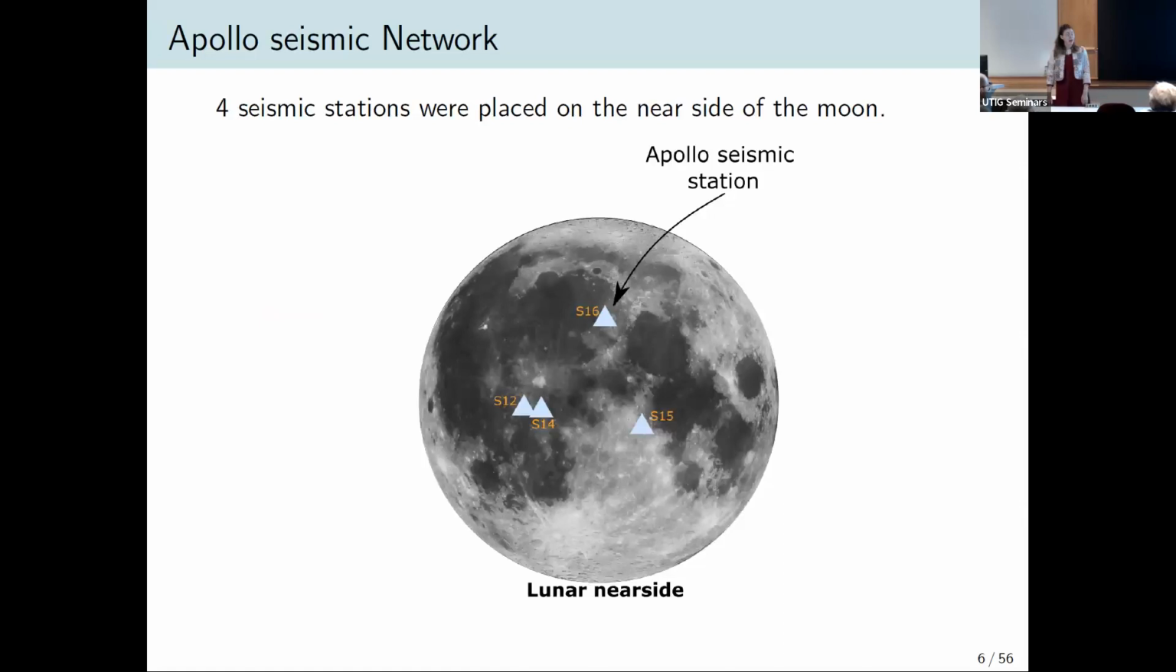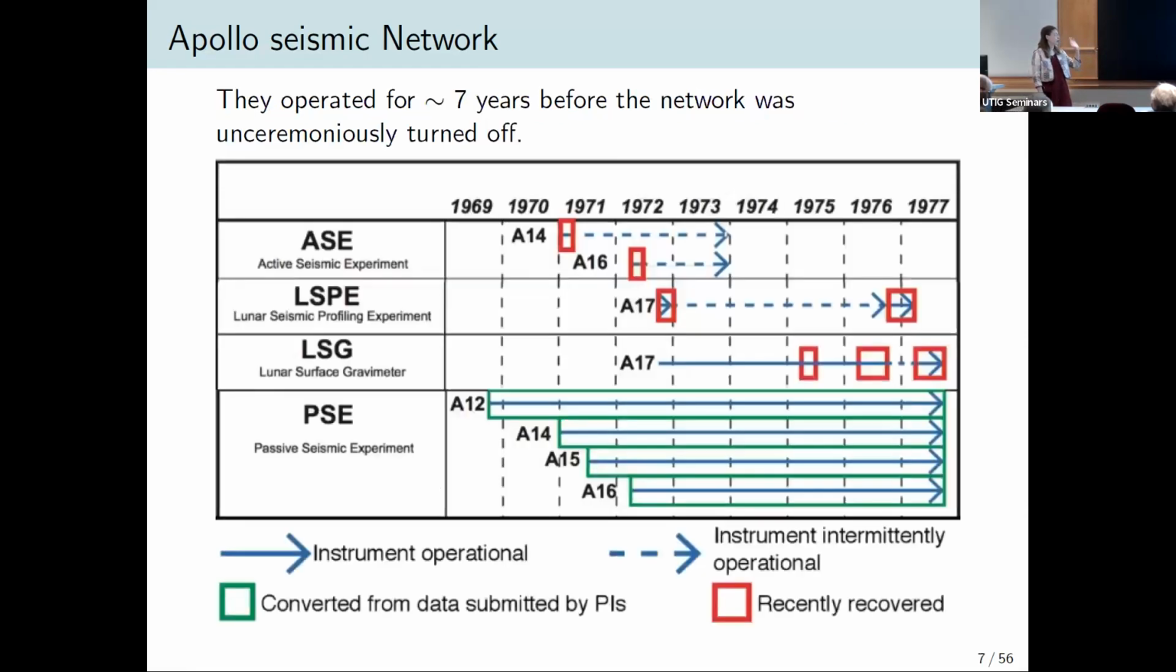So first off, how do we even know that there are moonquakes? During the Apollo missions, 4 seismic stations were all placed on the near side of the moon. And you can see that they make up this equilateral triangle with the spacings between the 4 stations about 1,000 kilometers, except obviously for the 2 that are in exactly the same place. And these seismic instruments operated for 7 years in total before they were unceremoniously turned off at the end of the fiscal year in 1977. But it's still amazing. We have 7 years worth of data that was recorded on the surface of the moon.